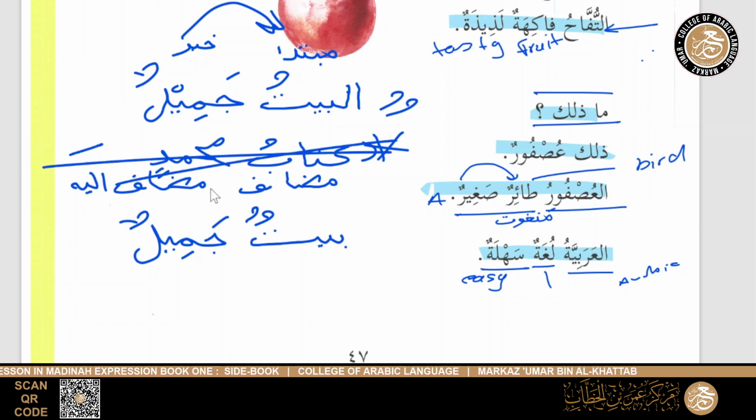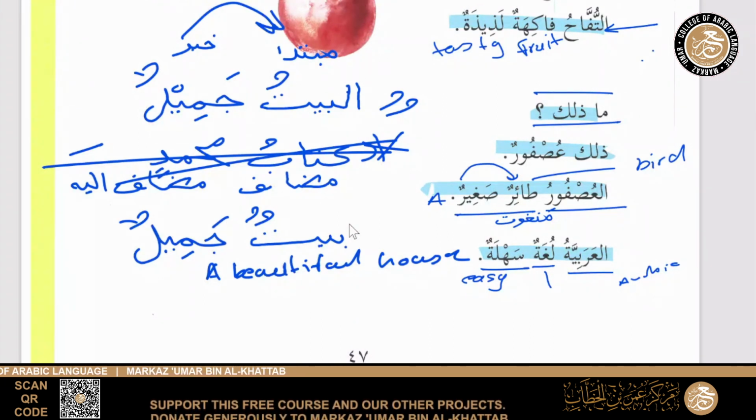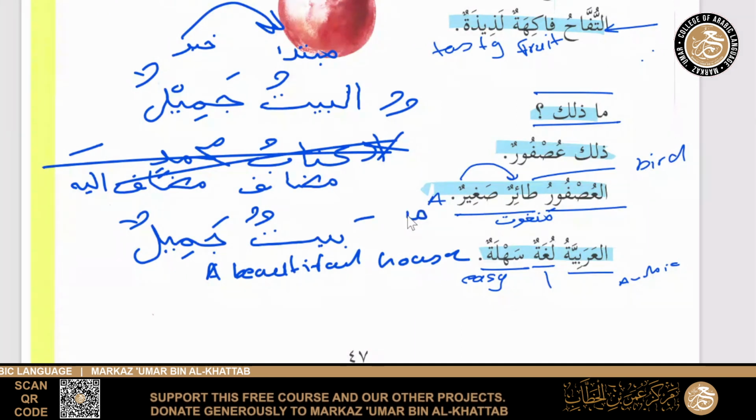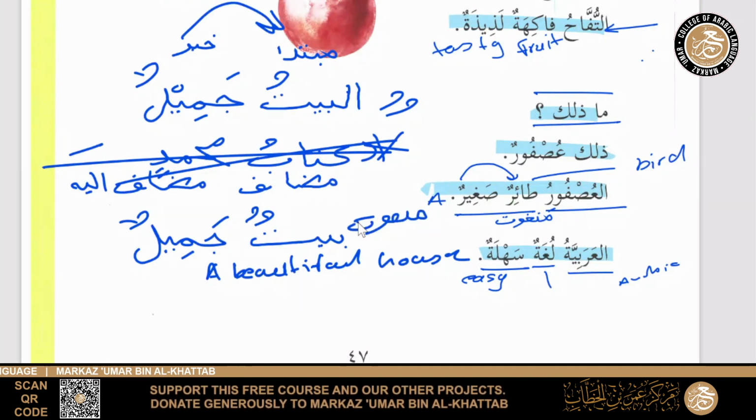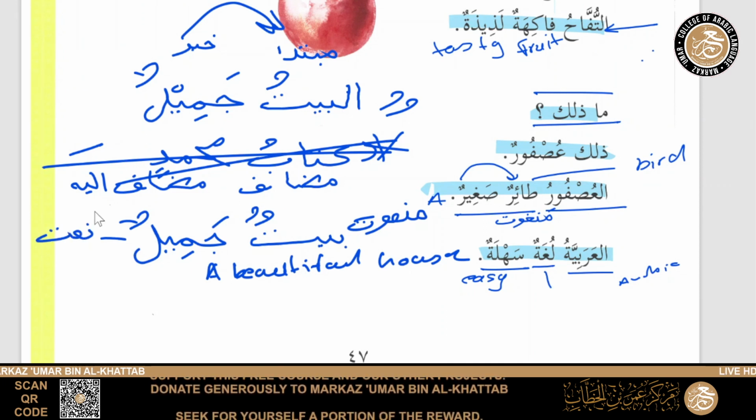So forget mudaf ilayh for a second. Baytun jamilun. So this means a beautiful house. A beautiful house. Baytun jamilun. No alif and lam, no alif and lam. Masculine, masculine. Two dhammas, two dhammas. So baytun is man'ut, the thing we're describing, and jamilun is na'at, the description.